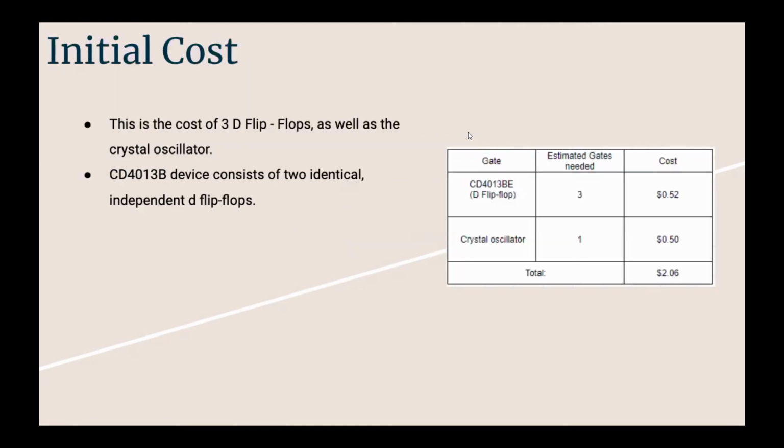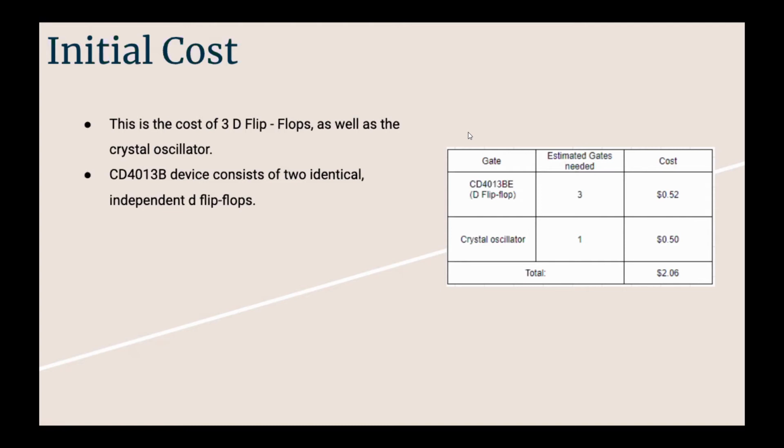Okay. So for my initial cost, I saw that I needed 3 D flip-flops as well as a crystal oscillator. The flip-flop in question is the CD4013B. This device consists of 2 identical independent D flip-flops. So there's 2 in each of them. Even though I technically need 6, in each IC there's 2 of them, so I only need to buy 3 of these ICs. And you can see here that the cost for each of them is 52 cents.